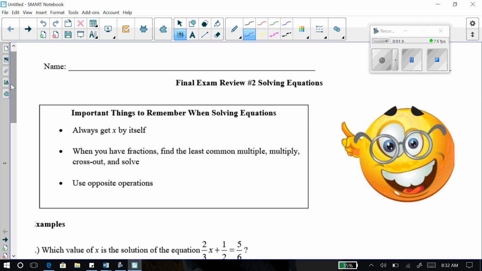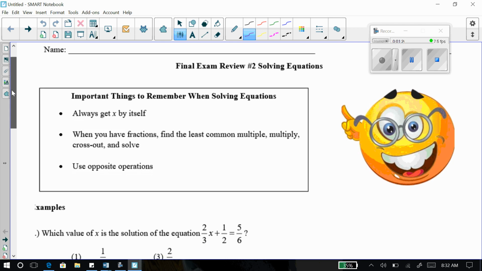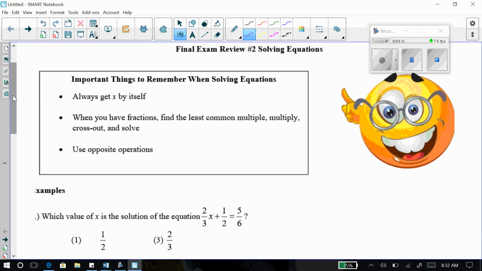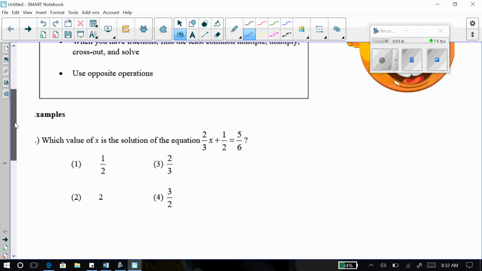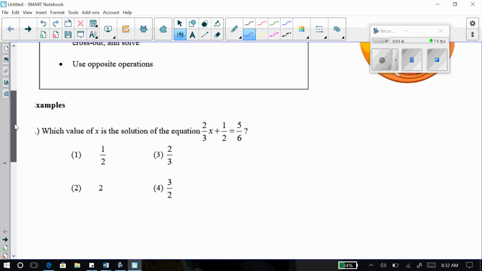But our next topic here that we learned this year is how to solve an equation. Now, important things for you to remember when you're solving an equation. You always get x by itself. That's the goal here. When you have fractions, we find the LCM, multiply, cross out, and solve. And you use opposite operations. So let me show you what all of that means here, and let's do an example together.